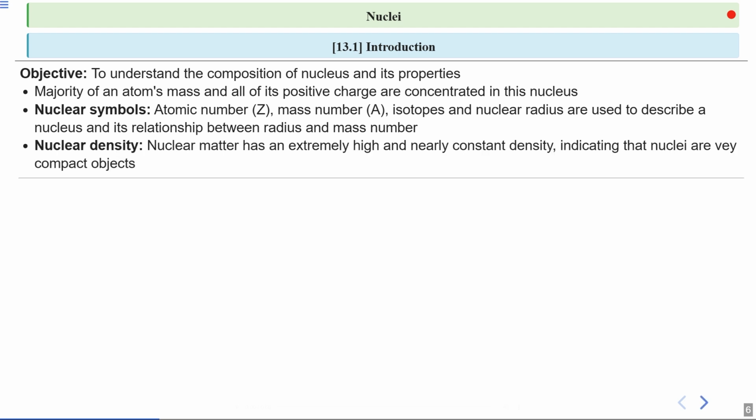Now let's focus on nuclear density. The density of nuclear matter is extremely high and stays nearly constant, no matter the size of the nucleus. This tells us that nuclei are incredibly compact, much denser than anything we encounter in everyday life. For example, nuclear density is about 2.3 × 10^17 kilograms per cubic meter, which is far greater than the density of ordinary materials like water or metal.